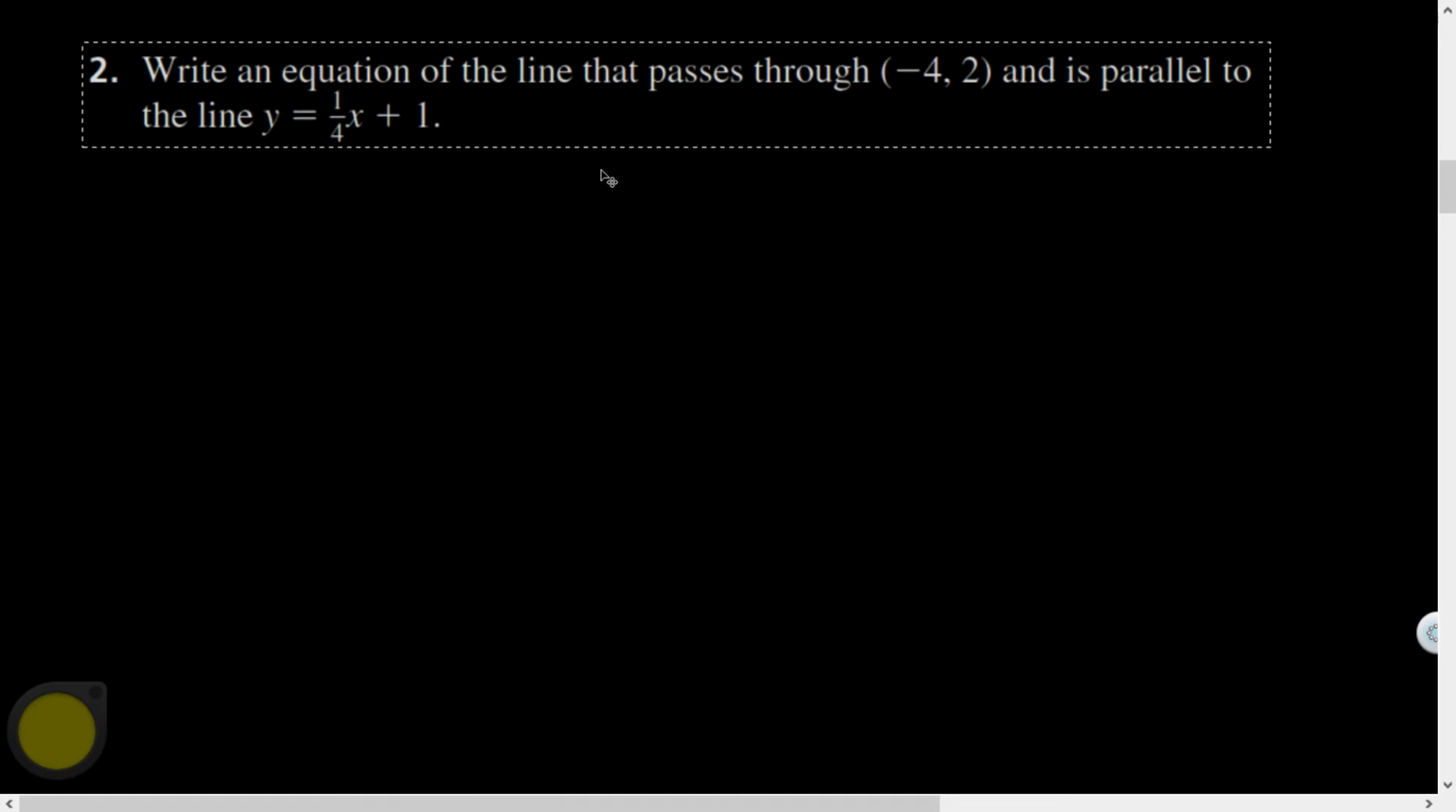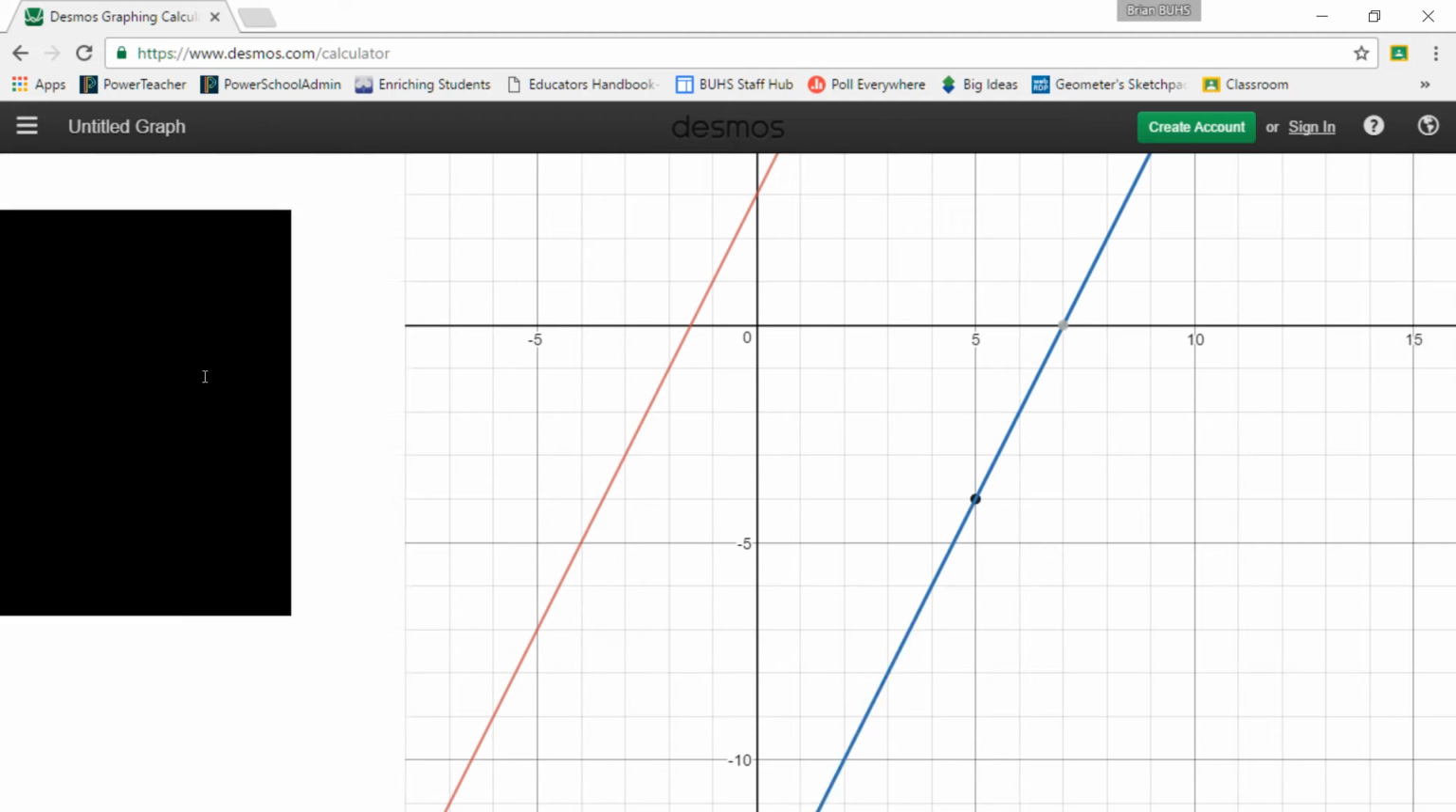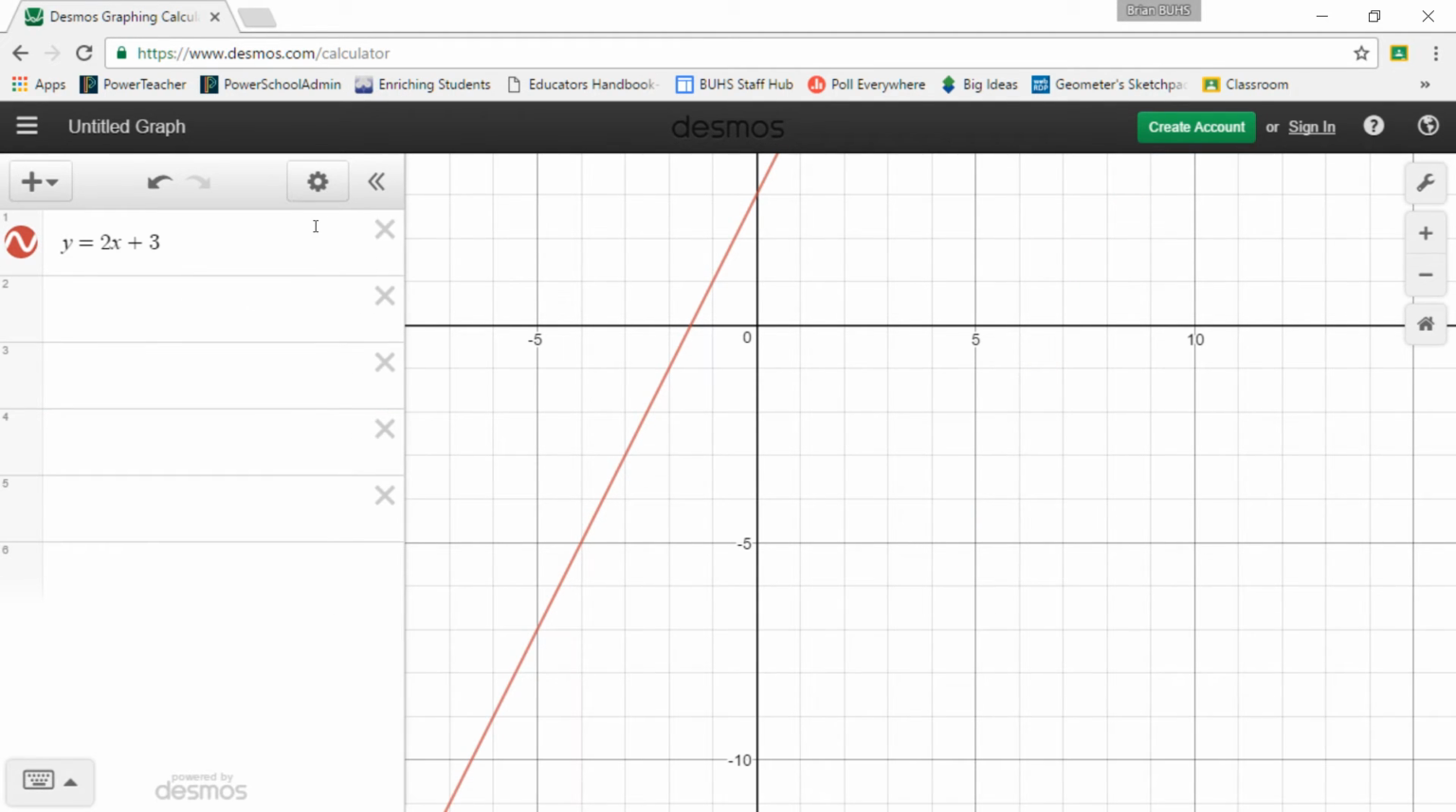I think I gave you guys this problem. Same type of problem. Let's see if we can figure this out. All right. So write an equation of a line that passes through negative 4, 2 and is parallel to this one. Let me open it up on the graph again.